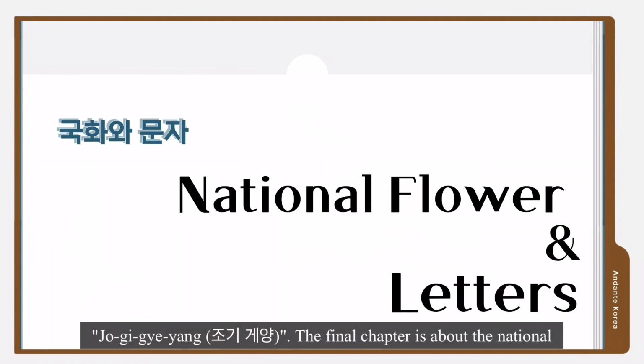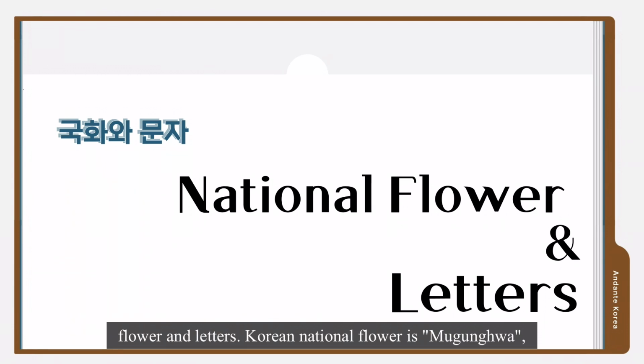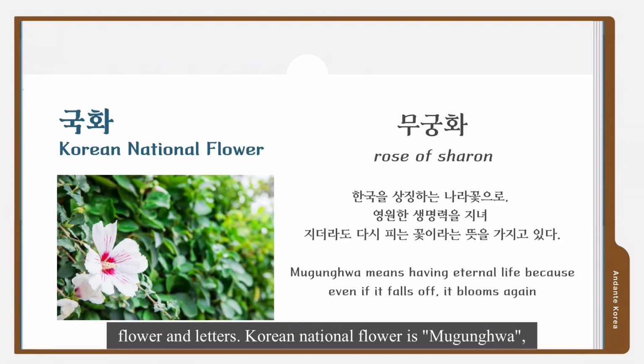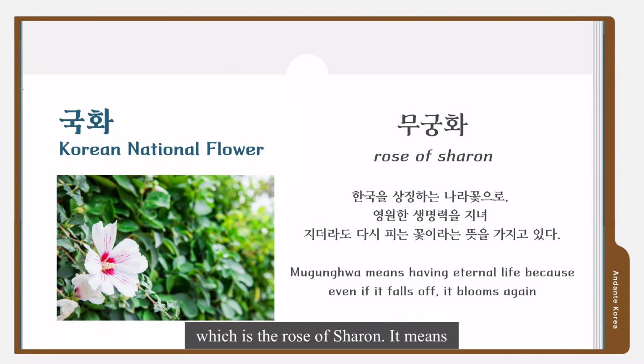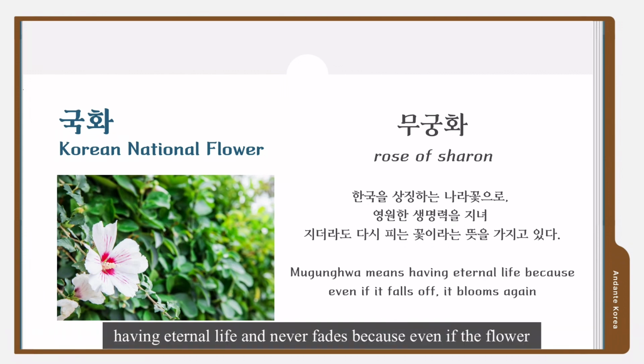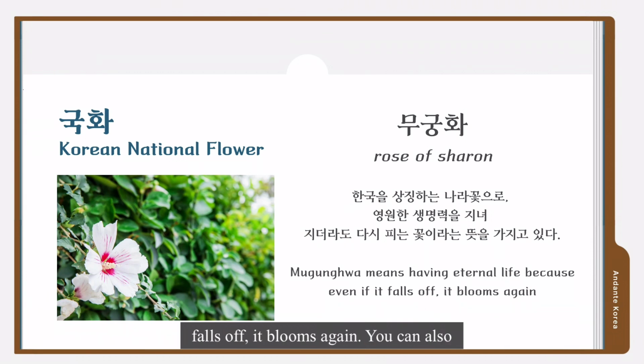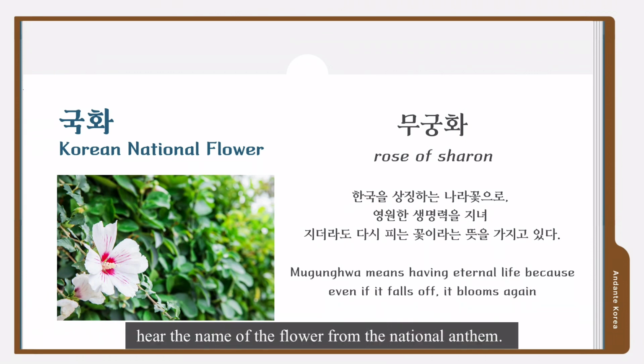The final chapter is about the national flower and letters. The Korean national flower is 무궁화, which is the rose of Sharon. It means having eternal life and never fading, because even if the flower falls off, it blooms again. You can also hear the name of the flower in the national anthem.